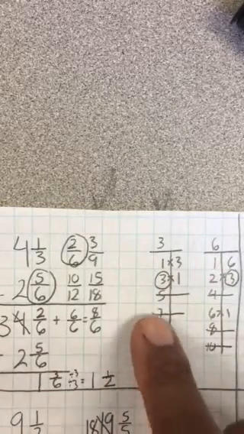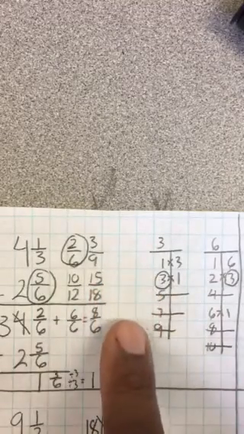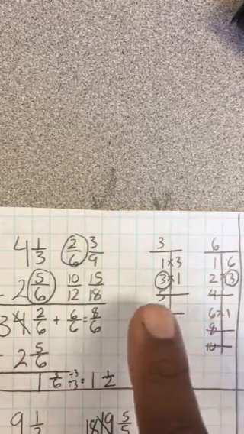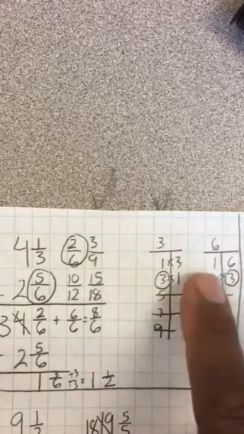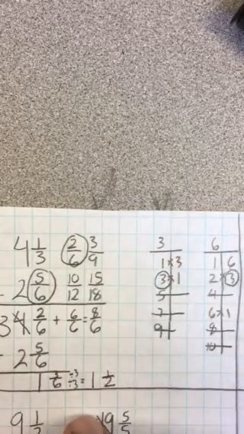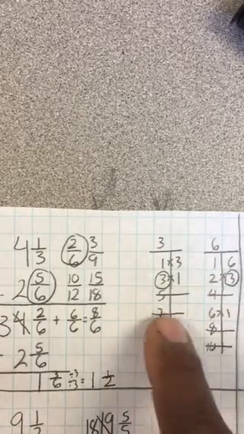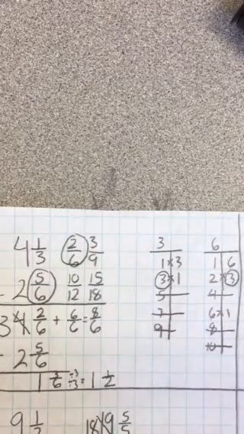So I'll come over here. 3 is an odd number, so I'll use factors of 1, 3, 5, 7, 9. 1 times 3, 3 times 1. No factors for 5, no factors for 7, no factors for 9. 6 is an even number, so I'll do 1, 2, 4, 6, 8, 10. I can do 1 times 6, 2 times 3, and 6 times 1.